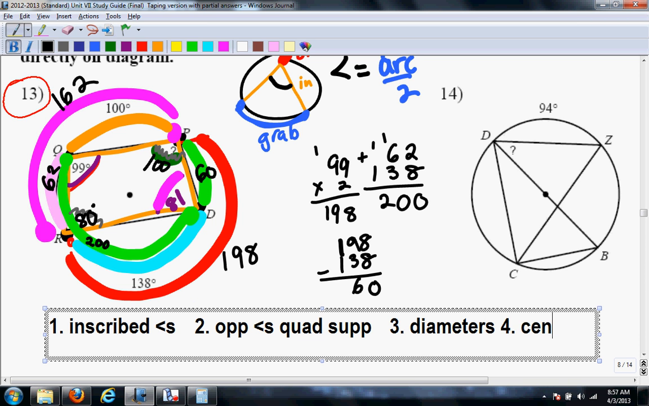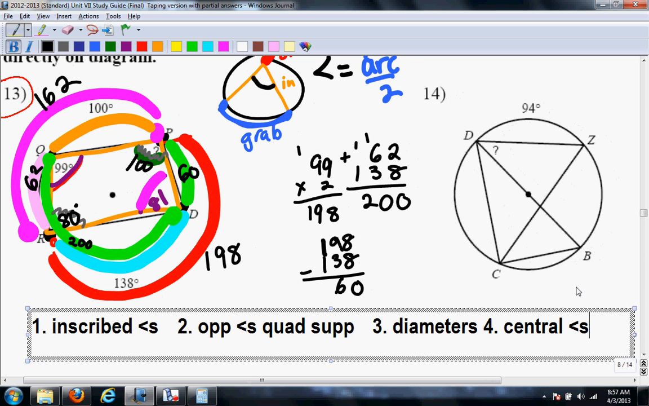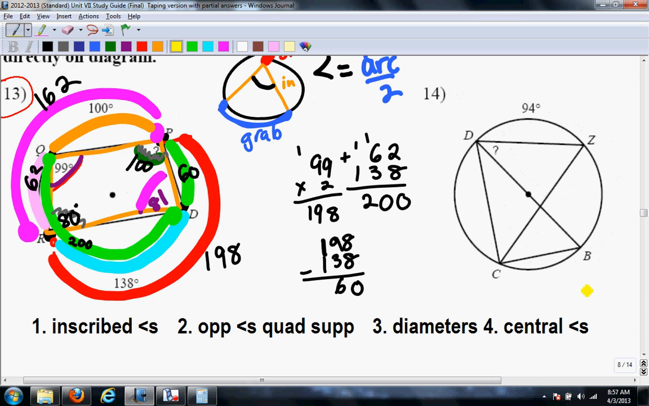And the fourth thing you should watch out for: central angles. They might be tossed in there too. So those are the kinds of things you should watch out for in these style of squeeze-a-sponge problems.